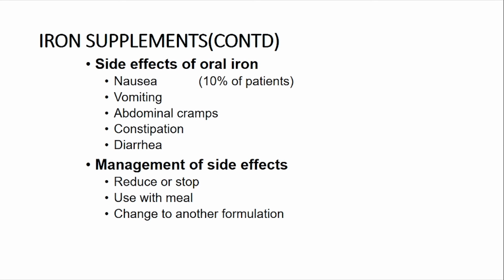What are the side effects of iron supplementation? Nausea, vomiting, abdominal cramps, constipation, diarrhea. How do we manage the side effects? One can stop or reduce the dosage of iron. Then one can use the iron drugs with meal, and one can change to another formulation.